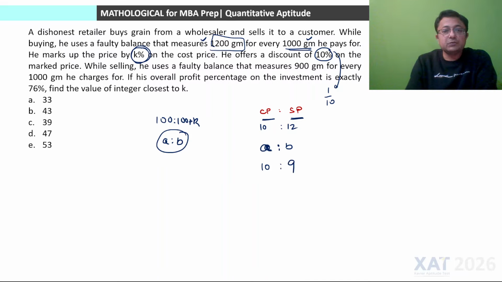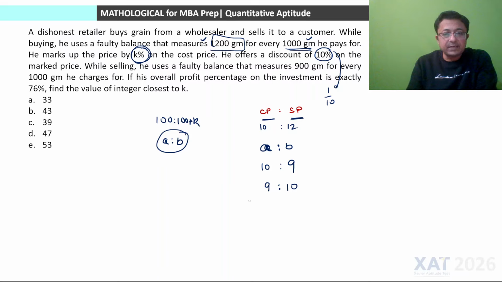While selling, he uses a faulty balance that measures 900 grams for every 1000 grams he charges for. So he charges for 1000 grams, but he is measuring only 900 grams. He is only giving 900 grams. तो जितना वो दे रहा है उतना ही उसका कॉस्ट लग रहा है, एंड ऑब्वियसली वो प्रॉफिट के लिए दे रहा है. तो इन दैट केस सेलिंग प्राइस पे अफेक्ट विल बी हायर देन ऑन कॉस्ट प्राइस. तो 9:10 का रेशियो आएगा, बिकॉज द कॉस्ट इज ओनली फॉर 900 grams and he is actually getting amount for 1000 grams. So 900:1000 and 9:10 will be the ratio.